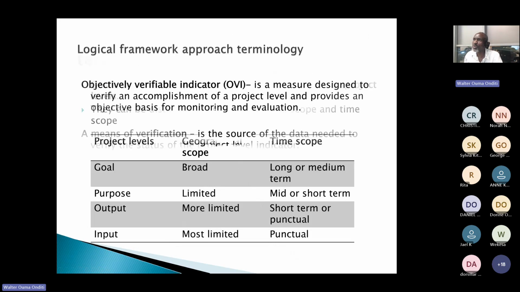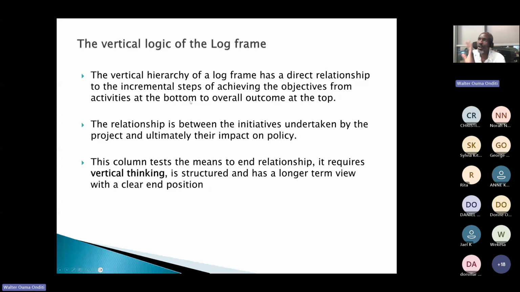Coming down to what I just went through, the vertical hierarchy, look at it, what is coming downwards of a log frame has a direct relationship to the incremental step of achieving the objective from the activities at the bottom to the overall outcome. In other words, it increments. If you do all these together, then we shall keep going up to the higher level. The relationship between the initiatives, which are basically the activities undertaken by the project, and ultimately their impact on whatever interventions, the project itself, policy level, and anything that has been used. This column tests the means to end relationship. The end, we already talked about the impact.